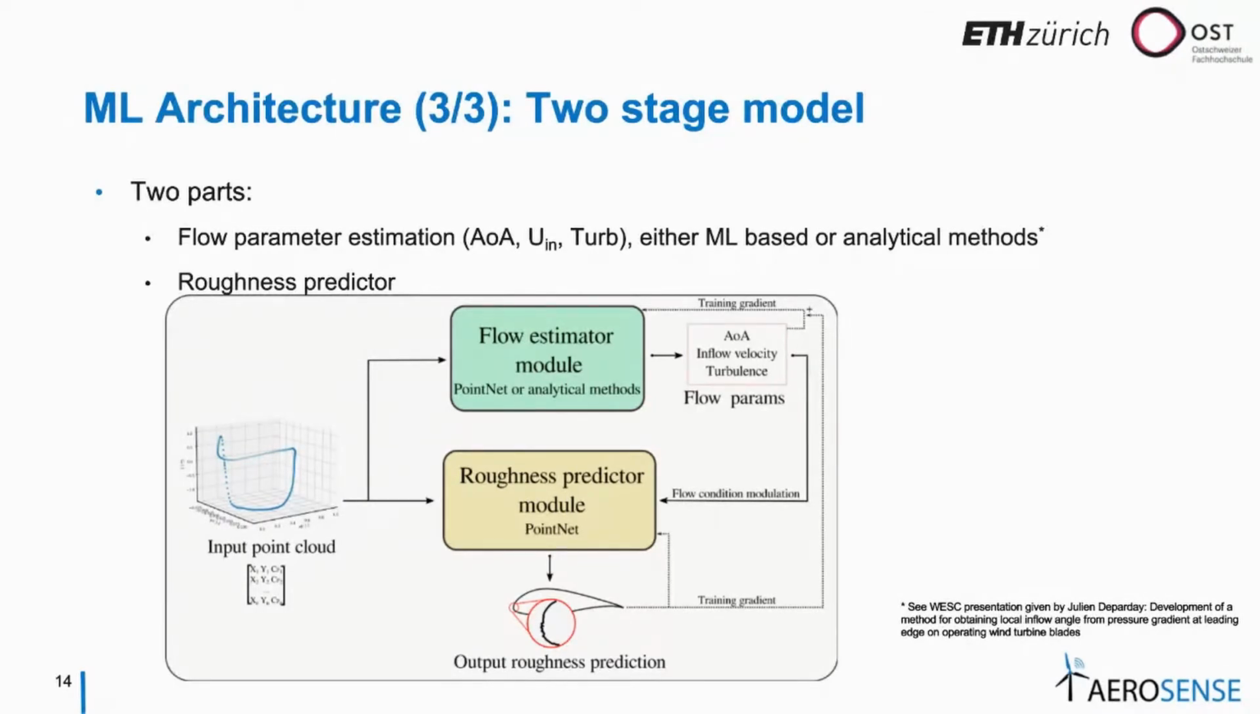We could combine everything in one big neural network, but we decided to separate the 2 because it would be interesting to test different methods to estimate the flow parameters. And one such method is given by my colleague at Aerosense, Julien Depardet, who's developing an analytical method based on curve fitting to get the angle of attack and inflow velocities. So the roughness predictor there is based on PointNet in this instance.